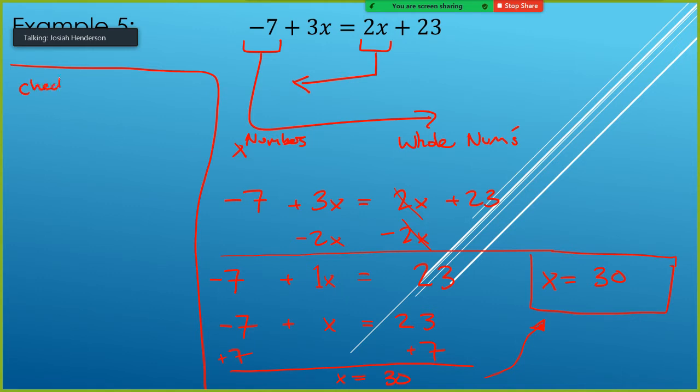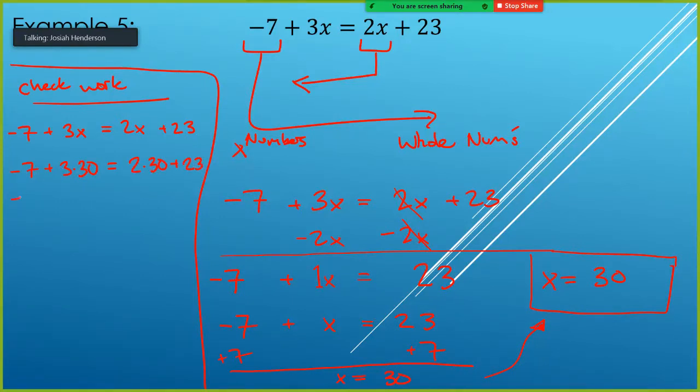So I'm going to say check work. What's the original? Well, it's -7 plus 3x equals 2x plus 23. And I just solved it and said x is equal to 30. So I'm going to check and see, is that even right? I don't know. Let's find out. So I'm going to switch out 30 for wherever I see an x in the problem. So I'm going to say -7 plus 3 times 30, 2 times 30 plus 23.